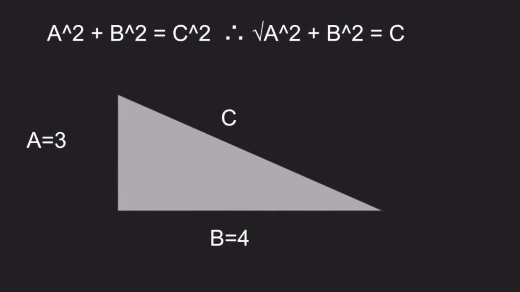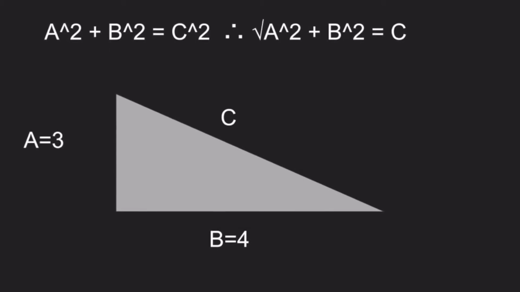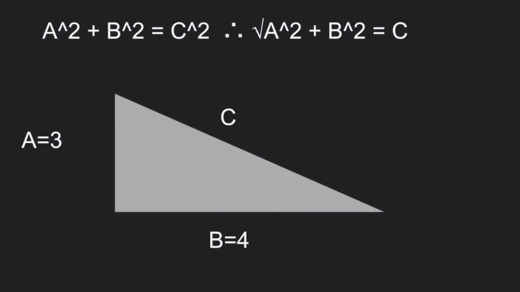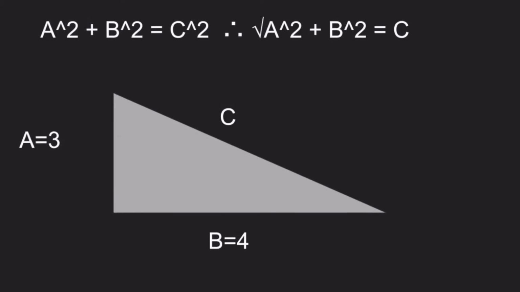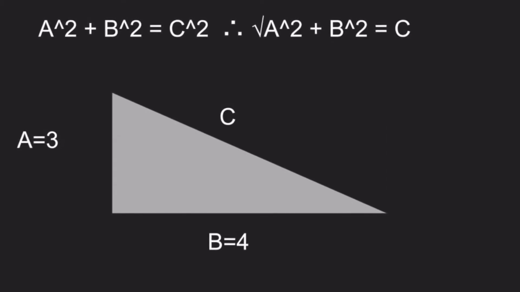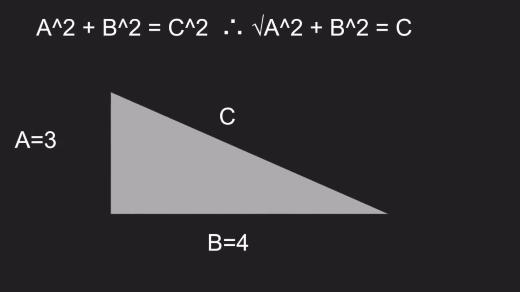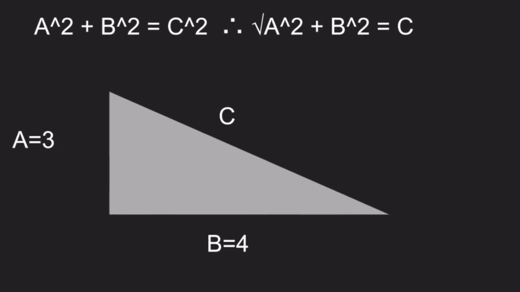Let's take, for example, this triangle. You have side A, which is 3, and side B, which is 4. So, A squared, 3 squared, that's 9. And then you have B squared, which is 4 squared, which is 16. 16 plus 9, that's 25.